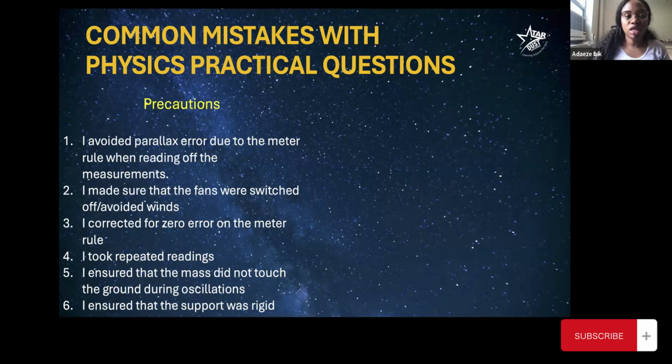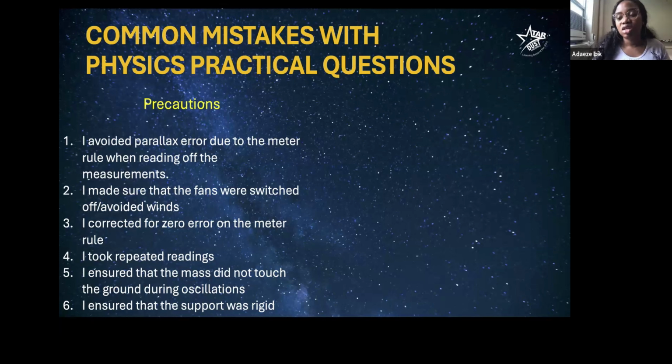So you need to make sure that your stopwatch actually starts from 0, and even your meter rule starts from 0. Sometimes there could be mistakes or errors. Maybe the meter rule has been chopped off a bit. You have to take note of those things.